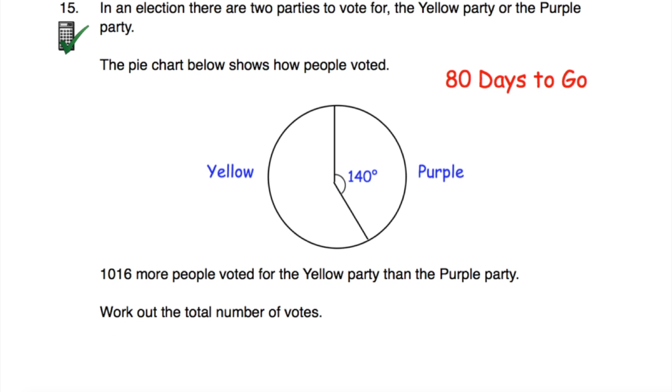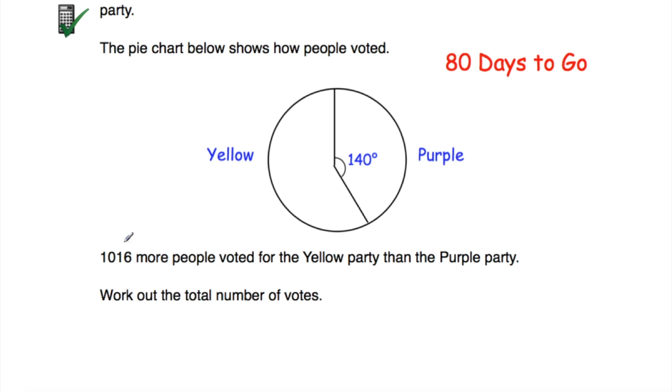Now in terms of this question, we've got this pie chart, and we're told that 1,016 more people voted for the yellow party than the purple party. There's probably a few different ways you could do this question. The way I would approach it is I would work out the sides of this angle here. That's a pie chart, so the degrees will add up to be 360 degrees. That means that's 220 degrees.